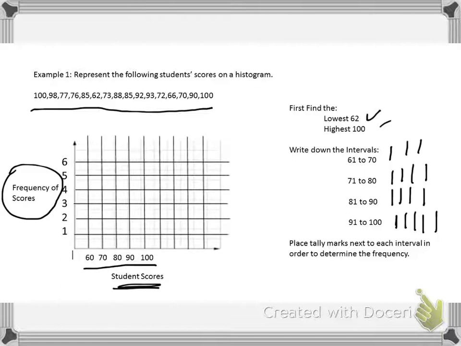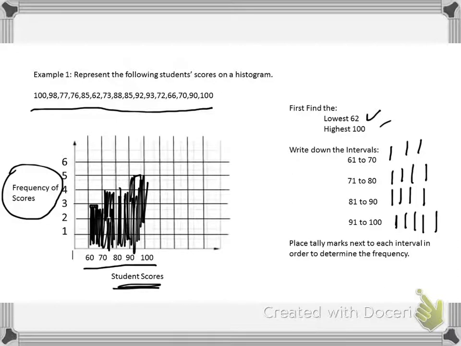Okay, so between the interval of 61 to 70, there are 3 marks. So I am going to shade up to the third frequency. For 71 to 80, we have 4, so I'm going to go up to 4. For 81 to 90, I also have 4. And from 91 to 100, I have 5.